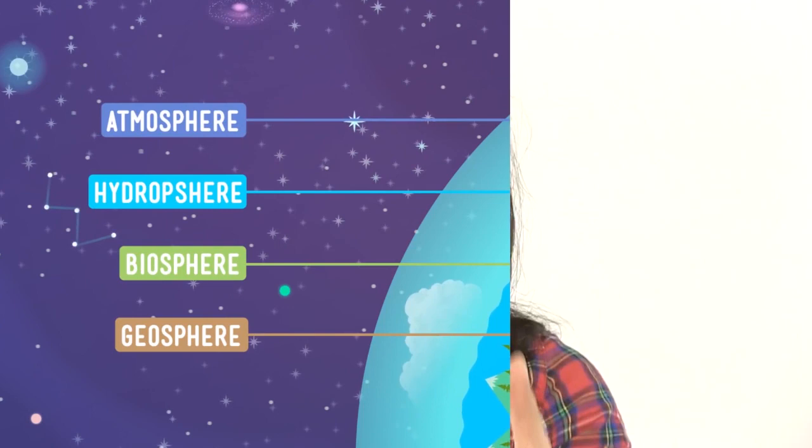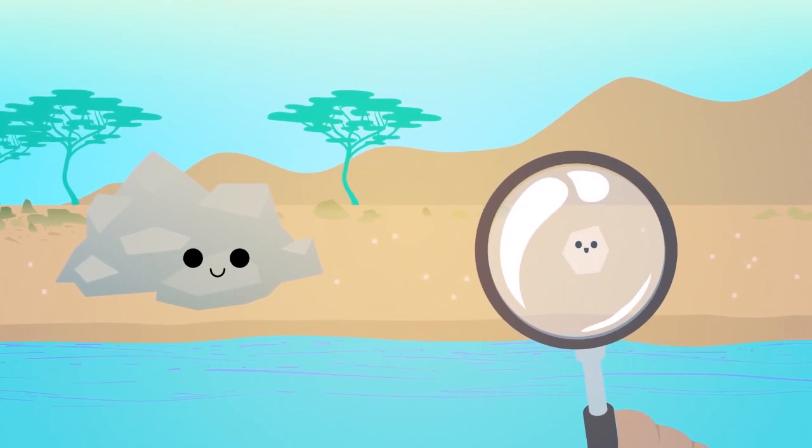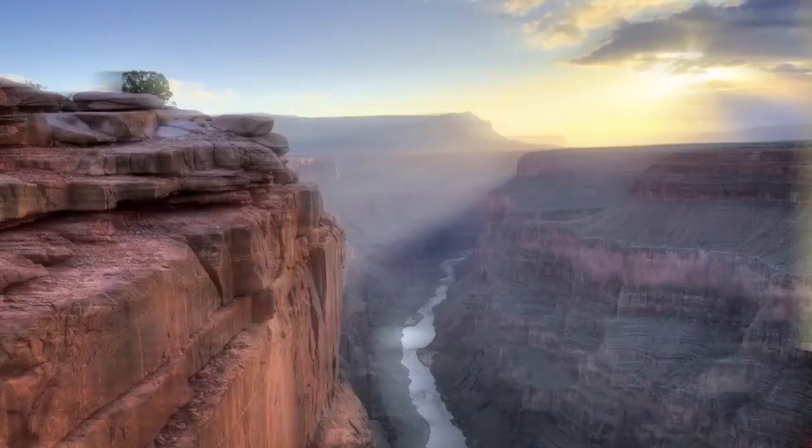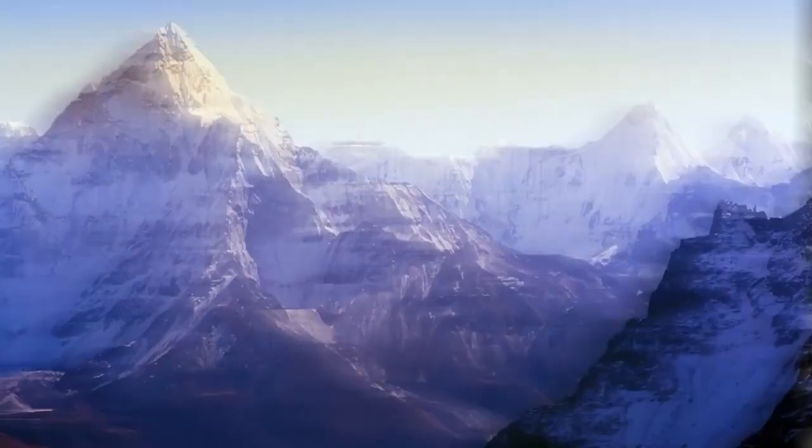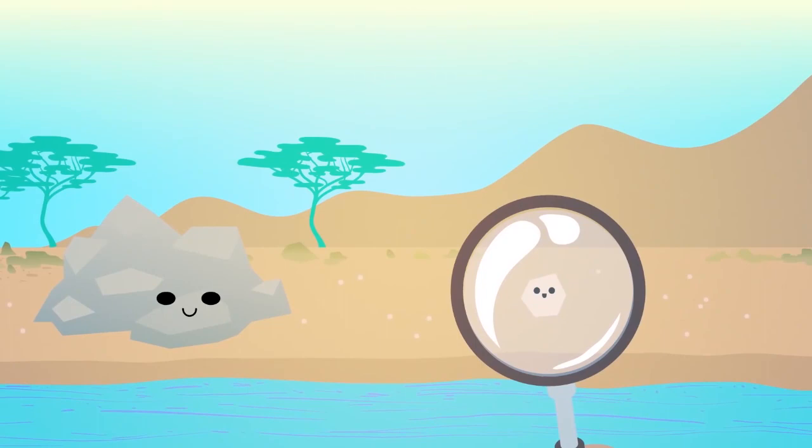It's made up of all the rocks and minerals on Earth, from the biggest boulders to the tiniest grains of sand. And all of the landforms that those rocks and minerals make up are part of the geosphere too. I'm talking volcanoes, canyons, beaches, mountains, you name it. If it's made out of solid Earth, it's part of the geosphere. Now, it's important to remember that the geosphere includes only non-living stuff.